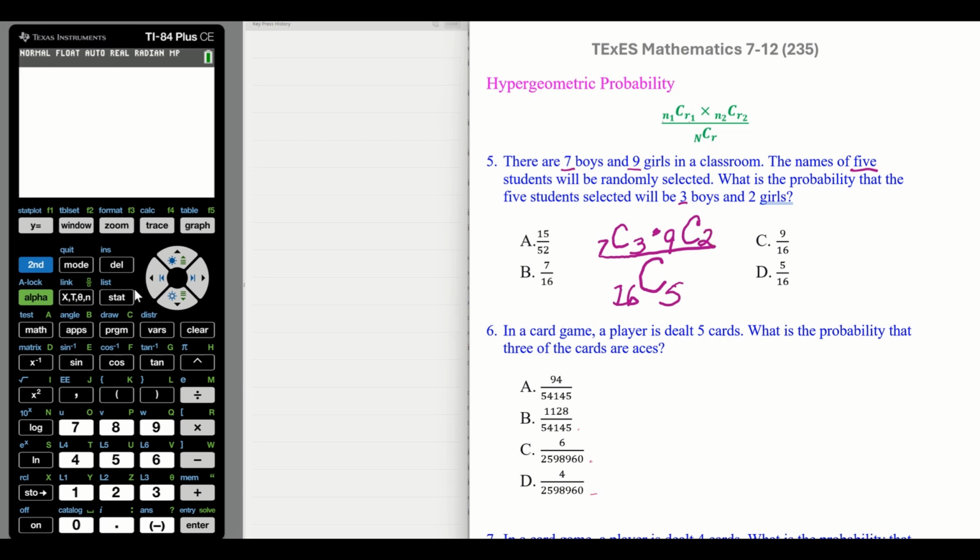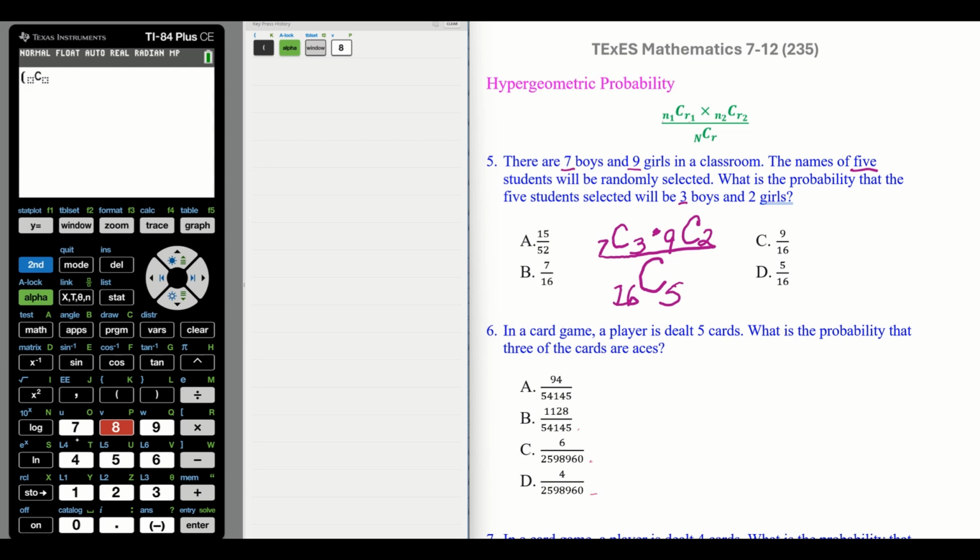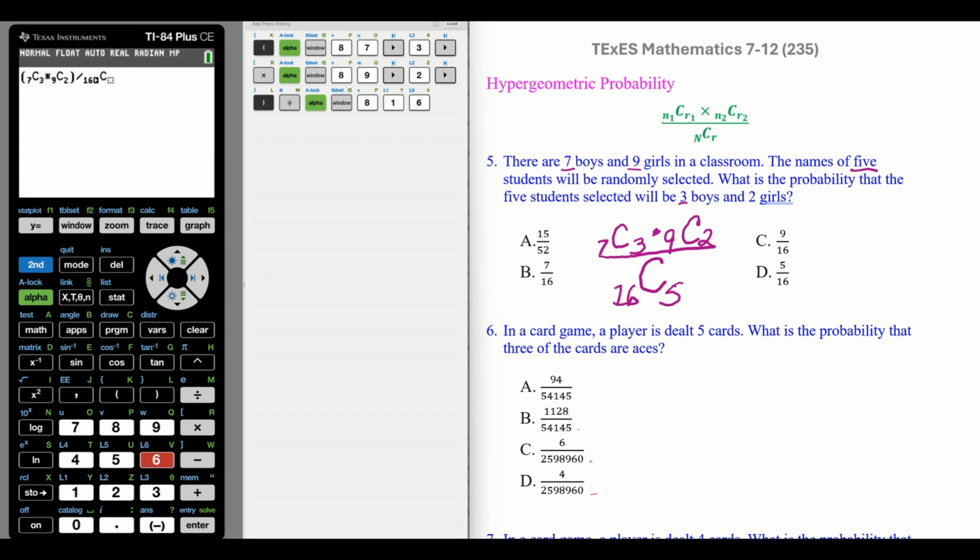Okay, let's put that in the calculator. Remember to begin with your parentheses. So we have alpha window 8, and that's the 7, 3 out of 7 boys. Arrow over times alpha window 8. We have the 9 girls. Out of the 9 girls, we're talking about 2 of them. Arrow over parentheses divide. Now our denominator, alpha window 8. We have 16 total students involved, and we're going to select a total of 5 out of those students.